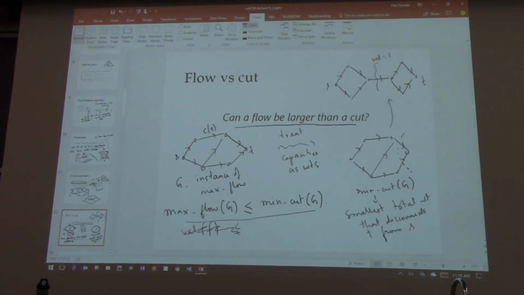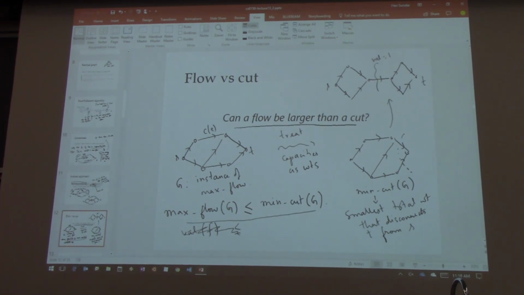Okay, so any questions on this? So far most of this is very intuitive, but maybe the notation has put you off, so I'll wait for a bit.